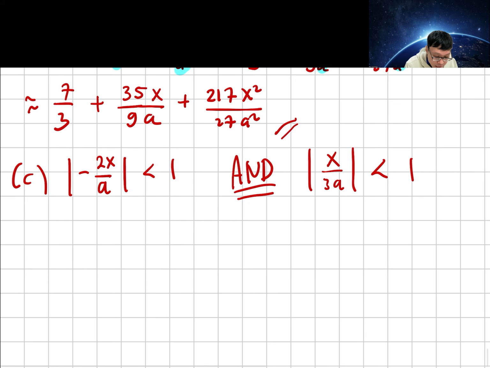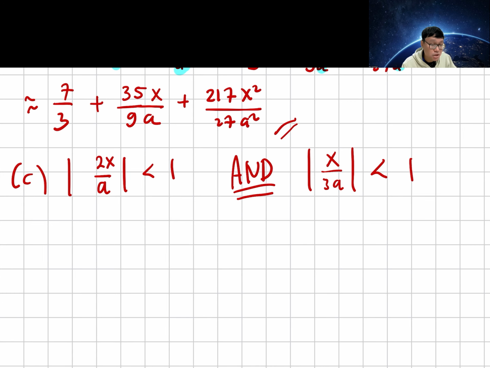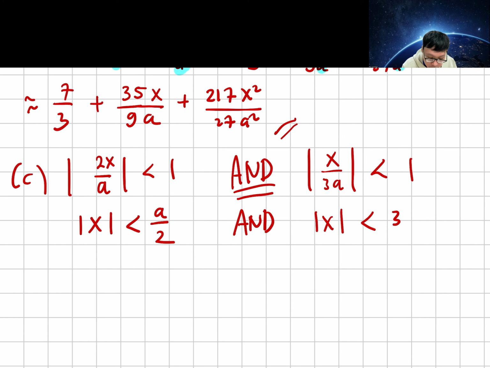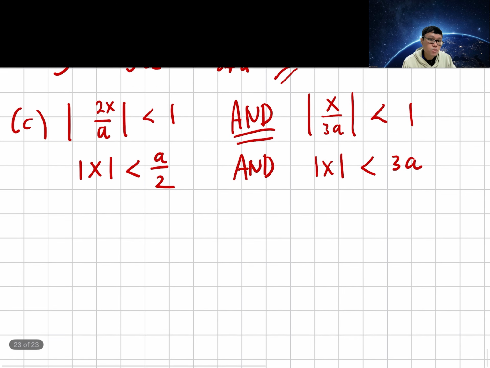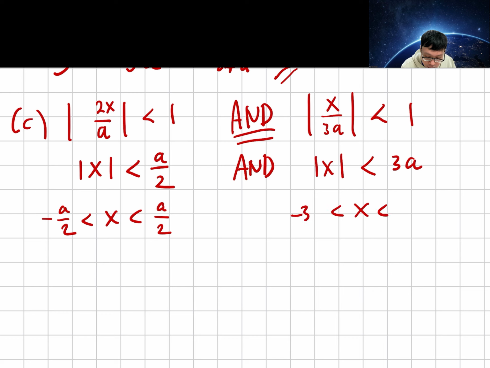Well, once again, we don't need the minus here. And we know that a is a positive constant, so we just need to multiply by a over 2 both sides. So you get modulus of x less than a over 2. And modulus of x multiplied by 3a, you get less than 3a. And 'and' means that we intersect. So for the first one, modulus of x less than a over 2 means that x is in between minus a over 2 till a over 2. For this one, it gives you x in between minus 3a until 3a.